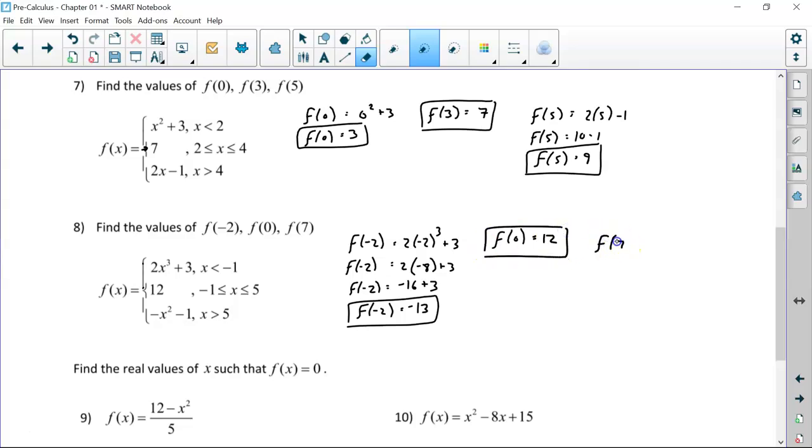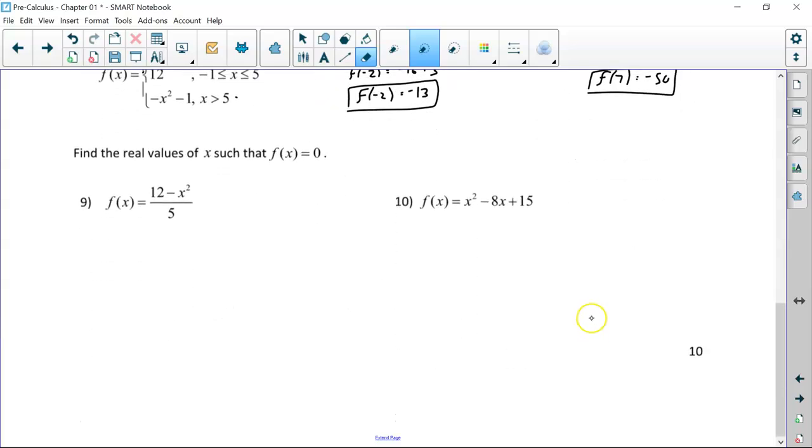And then for f of 7. Once again, look to see, not there, but 7 is greater than 5, so we're going to use the third equation. And that's going to be the opposite of 7 squared minus 1. So f of 7 equals the opposite of 7 squared, which is 49, minus 1. So f of 7 equals negative 50. And that's how we can evaluate piecewise functions.